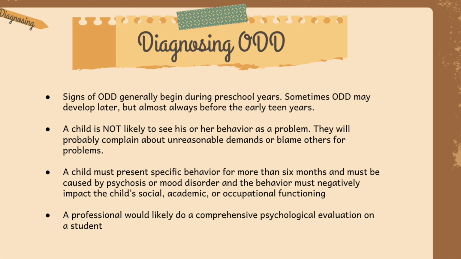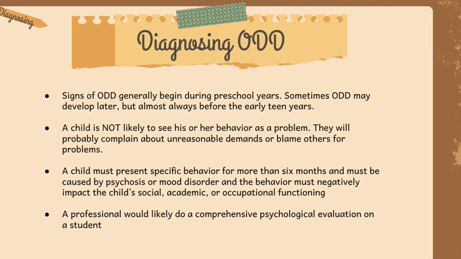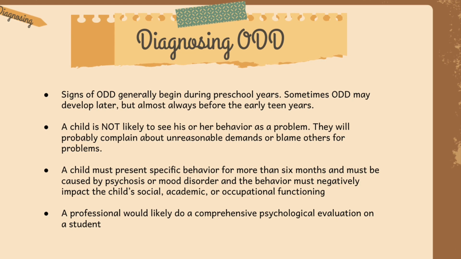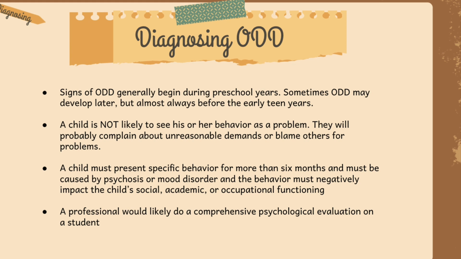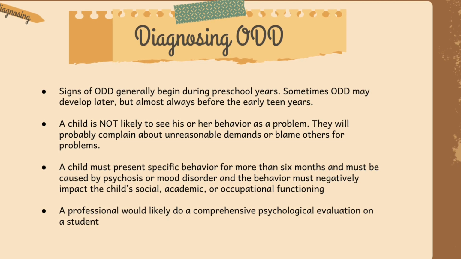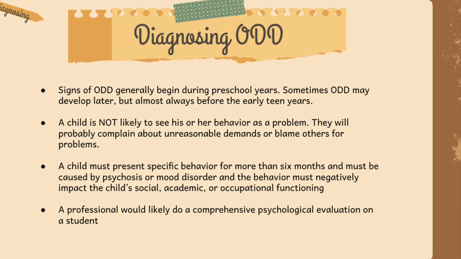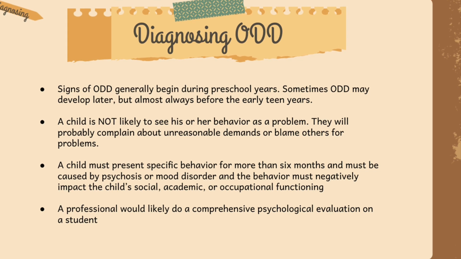Diagnosing ODD. Signs of ODD generally begin during the preschool years. Sometimes ODD may develop later, but almost always before the early teens. A child is not likely to see his or her behavior as a problem. They will probably complain about unreasonable demands or blame others for their problems.